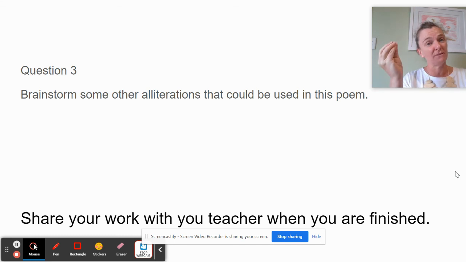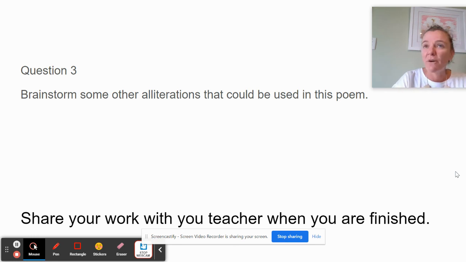So you might like to pick some different letters. Maybe you could brainstorm with some people at home some words that start with letters that haven't been used yet in this poem for alliteration. I'll give you a clue. There's some letters that are easier than others. If you pick Q, it might be tricky. If you pick X, it's probably going to be very tricky. So have a think about more popular letters that haven't been used yet and what you could do with those.